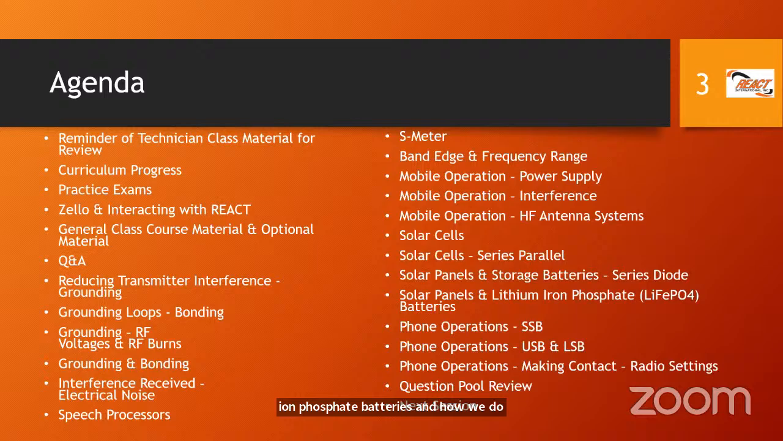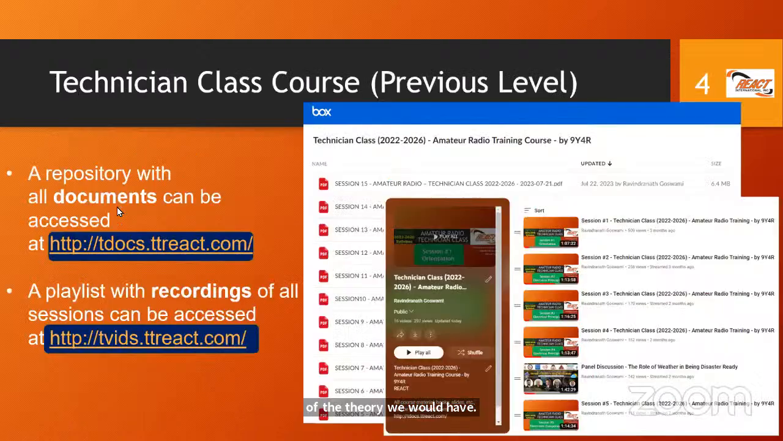And also we'll get into some operations such as SSB phone operations or voice. We'll also talk about the difference between USB or upper sideband and lower sideband when we use it. And then we'll get into some radio settings as well for phone operations. And we'll, of course, do our usual question pool review to cover all of the theory we would have gone through this evening.